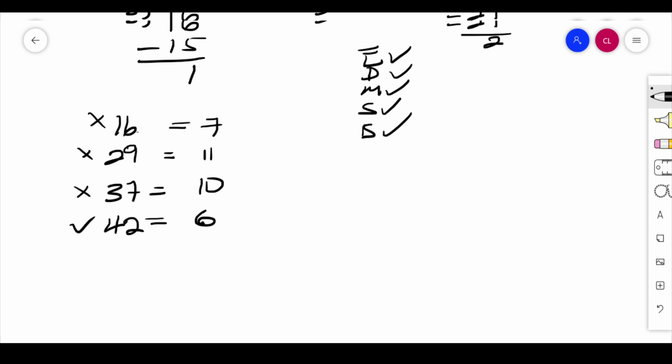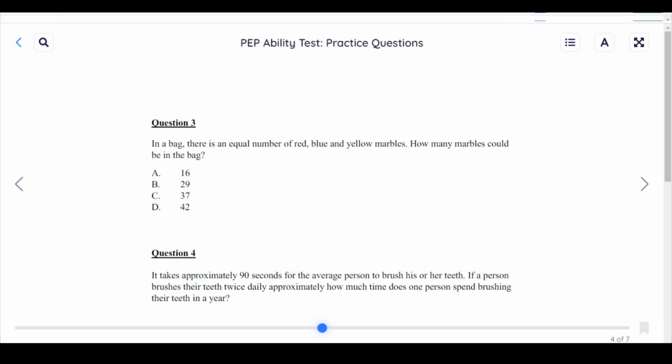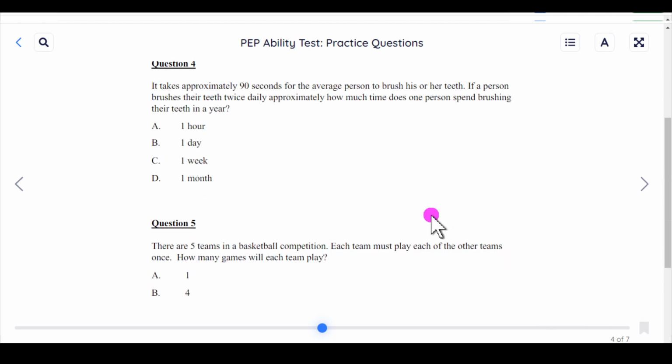We move on to number 4. Let's go to 4. Okay, 4. Now, number 4 says it takes approximately 90 seconds for the average person to brush his or her teeth. All right. If the person brushes their teeth twice daily, approximately how much time does one person spend brushing their teeth in a year, one whole year?